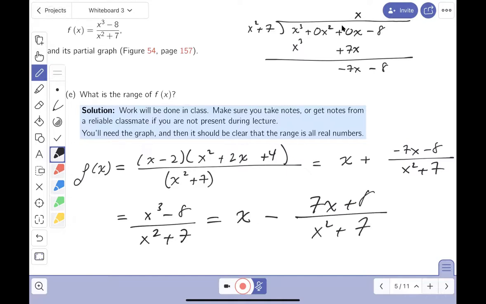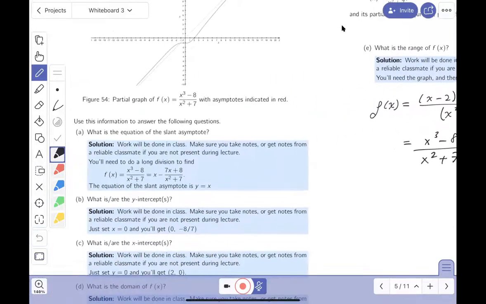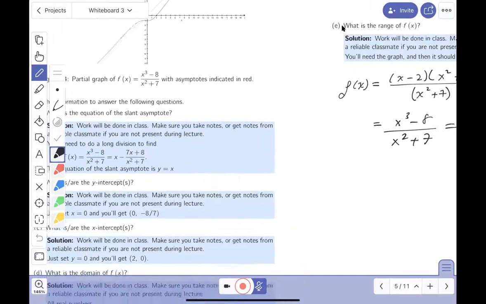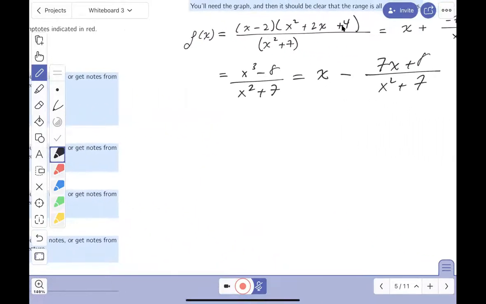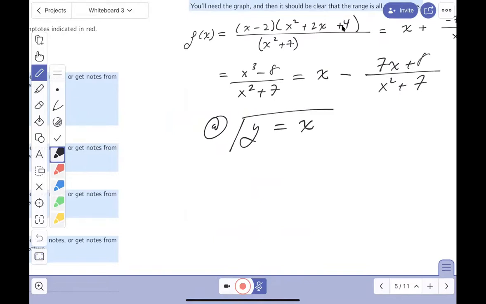All right. Now, if someone says, do I need to go through all that work? Yes, you need to go through that work. Let's go to the questions though and see what the questions are. What's A? Oh, equation of slant asymptote. I'm glad I did that. So A, slant asymptote, what is it going to be? It's going to be this thing. That's pretty simple. So it's going to be y equals x. How'd I get that? Through a long division, as we emphasized in lecture.